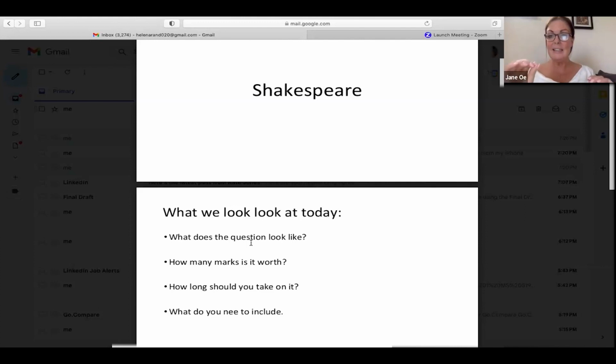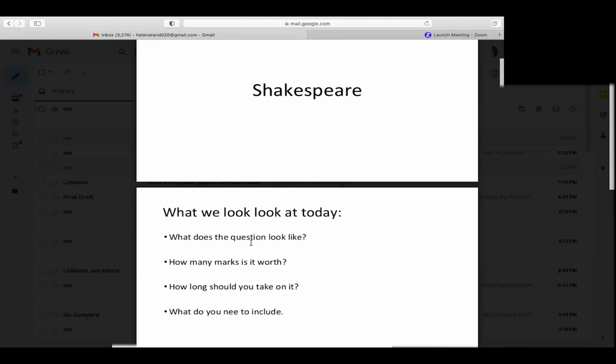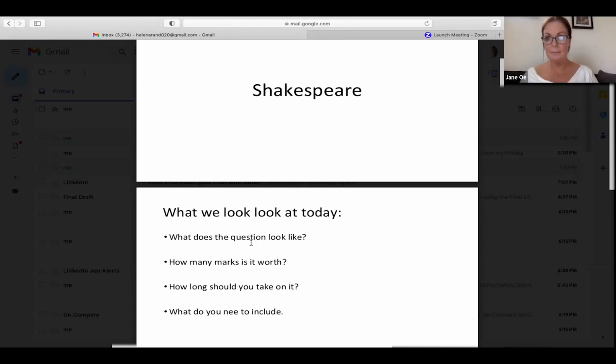They do slightly differ, Edexcel and AQA. So who is it who's doing AQA? I'm doing AQA. Okay. And you're doing Edexcel, Alan? Yeah. Okay, so we'll look at both types of questions. We'll look at how many marks there were, how long you should take on each question, and what you need to include.